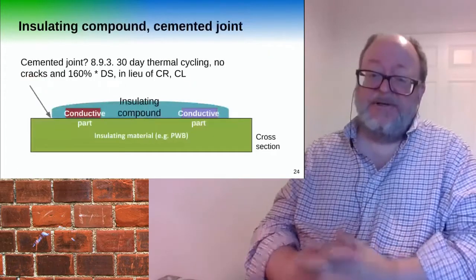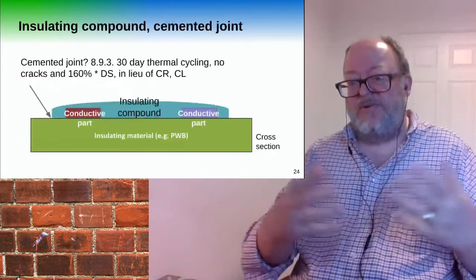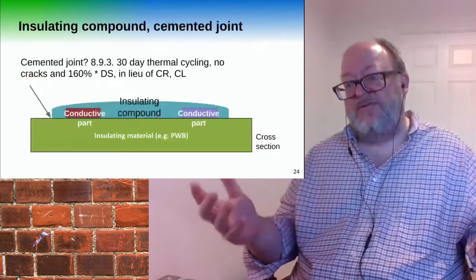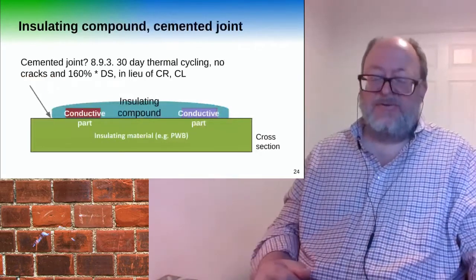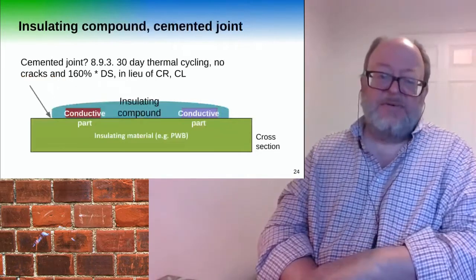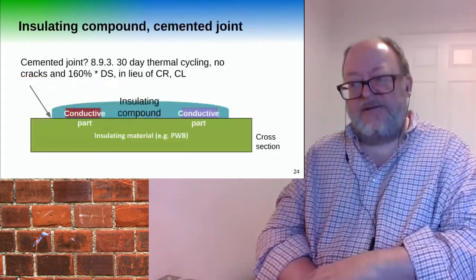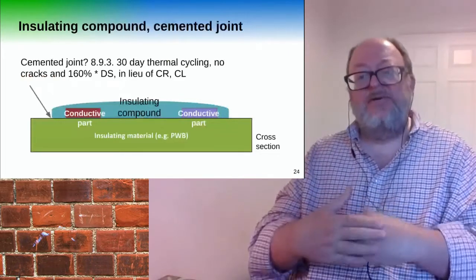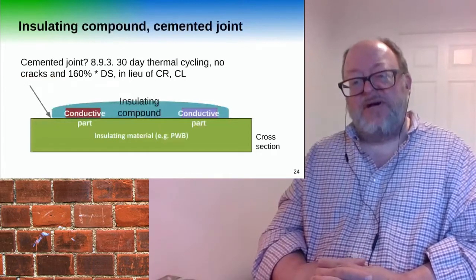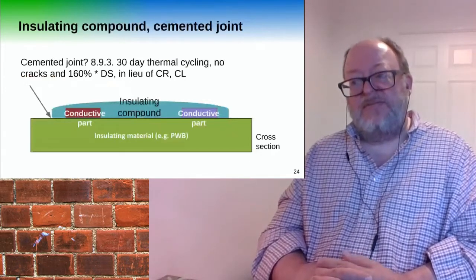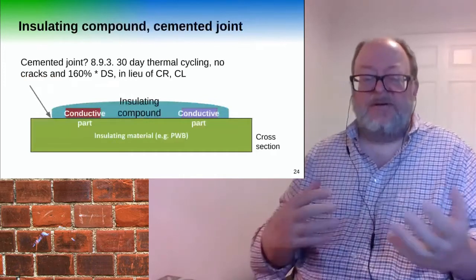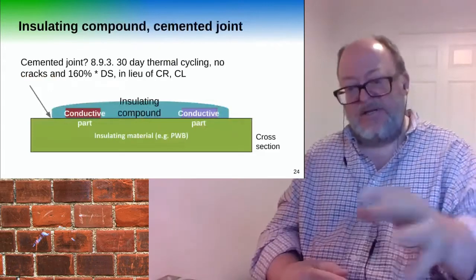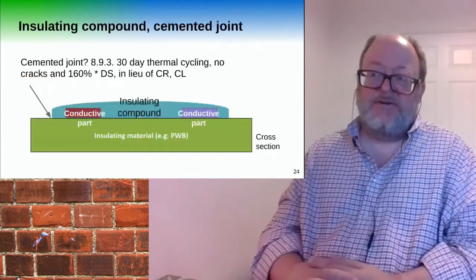There's another concept where we do use potting materials, or on a board it might be conformal coating. This illustrates a cross-section of a board with 2 foils where we want to separate those circuits, and we've used a coating, a conformal coating. And that's fine as long as there's no air there. We call that situation a cemented joint if we have good bonding, no air, no bubbles, no delamination, no cracks. And 8.9.3.2 and 8.9.3.3 talk about situations where we do a 30-day thermal cycling test, one or the other, depending on if we have plastic to plastic or just plastic to conductive parts.